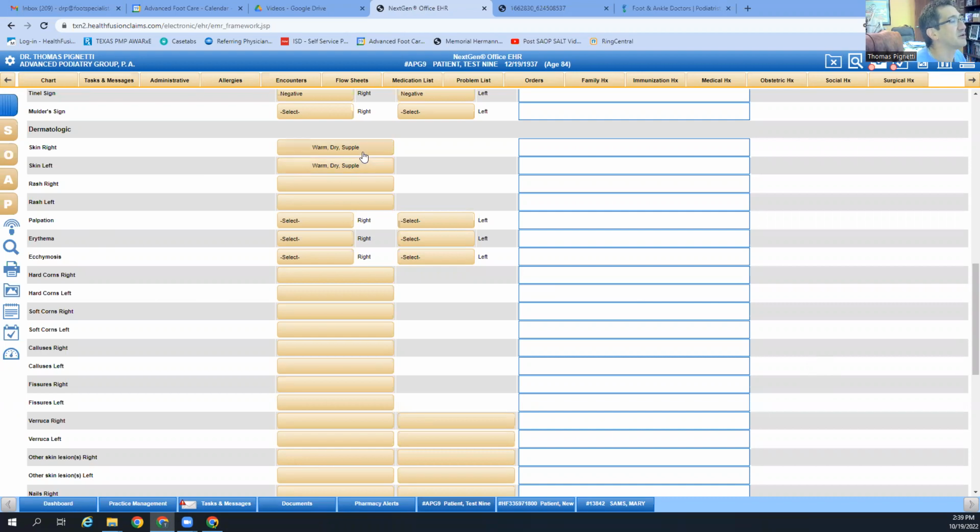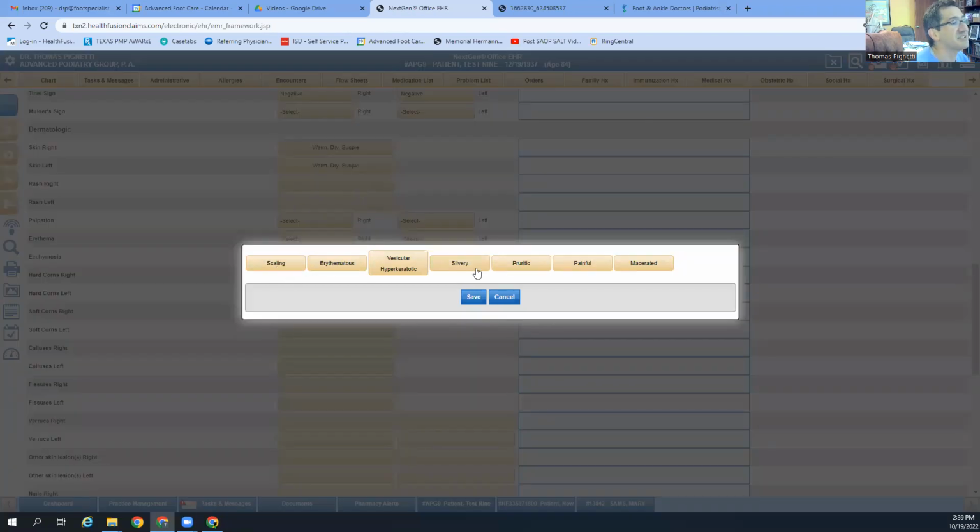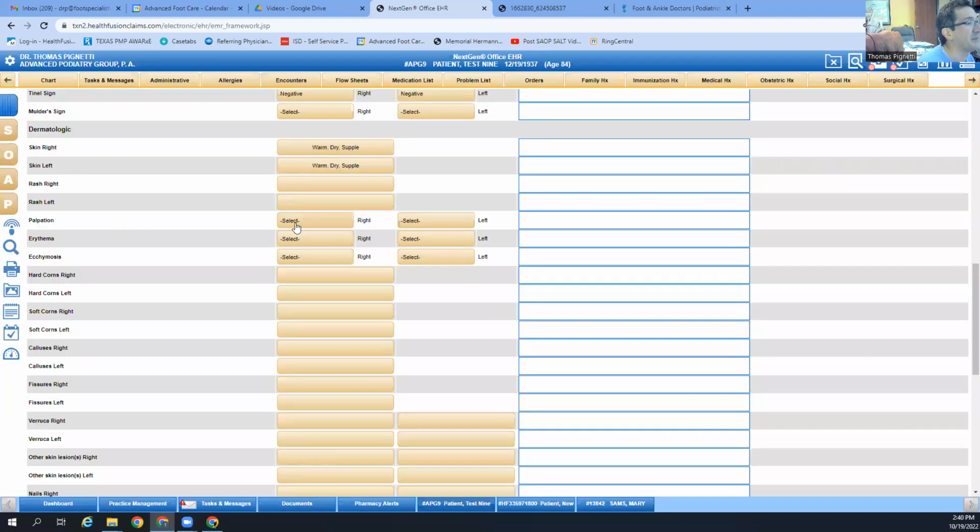So in terms of the scaling versus everything like that, rashes, if there's rashes present, you can see there are descriptions here. Again, we would explain that there's a rash. Scaling, and we mentioned erythematous means redness, vesicular or hyperkeratotic, silvery, something for psoriasis. Pruritic means it itches, painful. And macerated is like when it turns white, like if you've been in the swimming pool too long. That's sometimes from athlete's foot infections that occur between the toes, typically between the fourth and fifth toes. Palpation, nodules noted. That would be for plantar fibromas, any lumps and bumps, any place that would not otherwise be a corn or something like that.